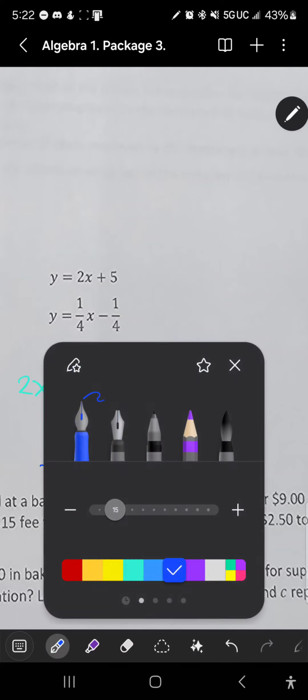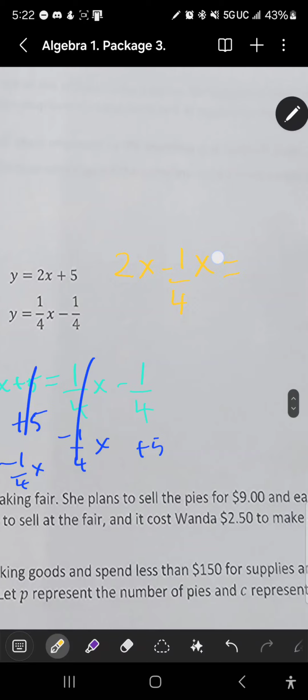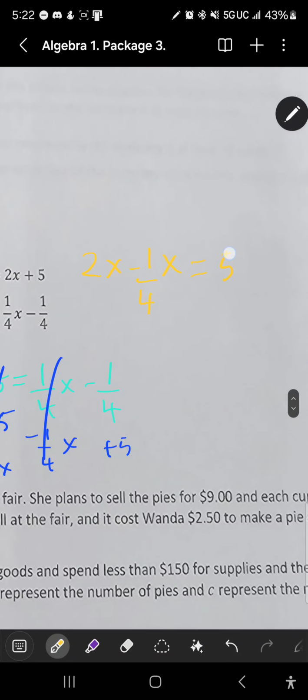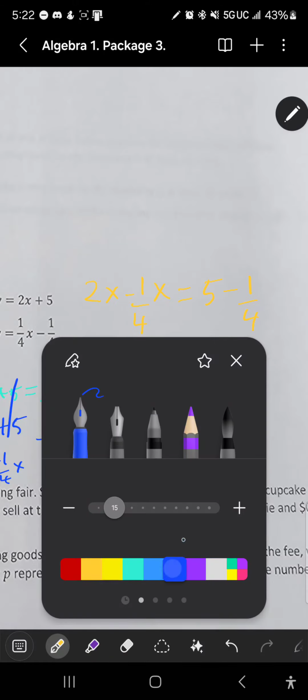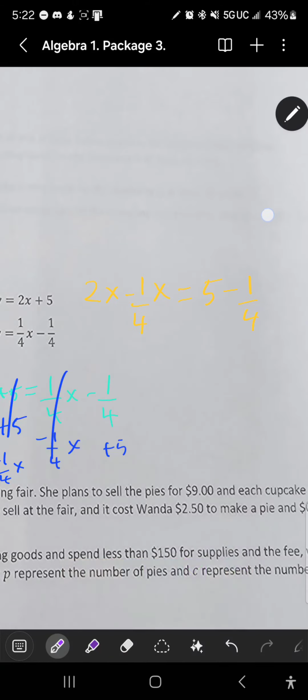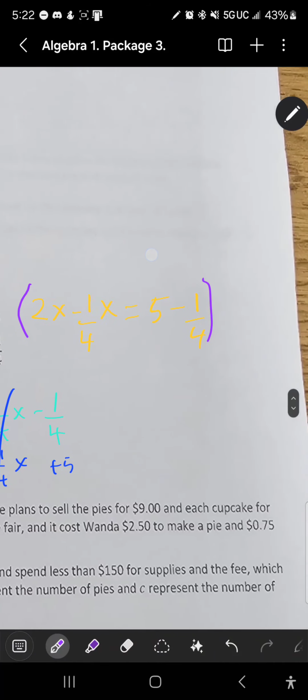I'm going to do it in this color, it's better. 2x minus 1 over 4x equals 5 minus 1 over 4. Now, we can just work with the fraction, which I personally prefer, but I know that for many of you it's easier to multiply both sides by 4, so you can get rid of the denominator. So I'm going to take this whole thing and multiply it by 4.